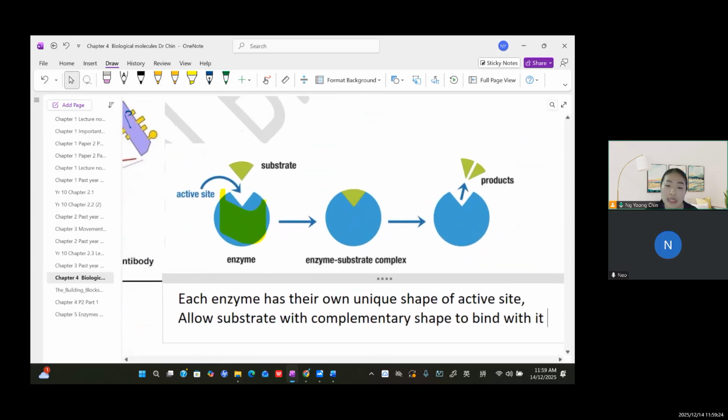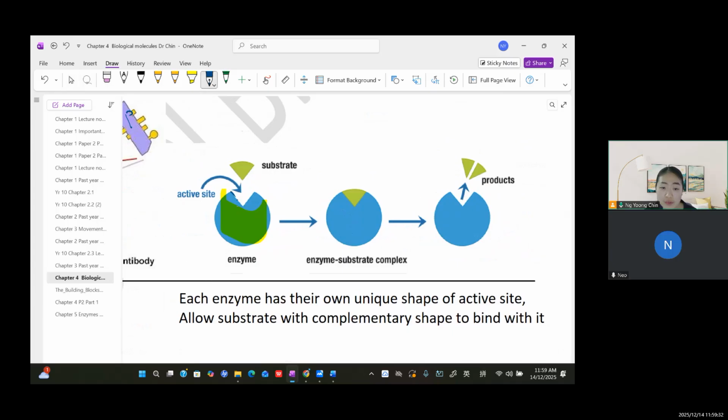Every enzyme is different. They are actually different in the structure of their active site, which is what they refer to here. The active site structure is different for each enzyme, so that's why each can only allow a specific type of substrate that can bind to it with a complementary shape.